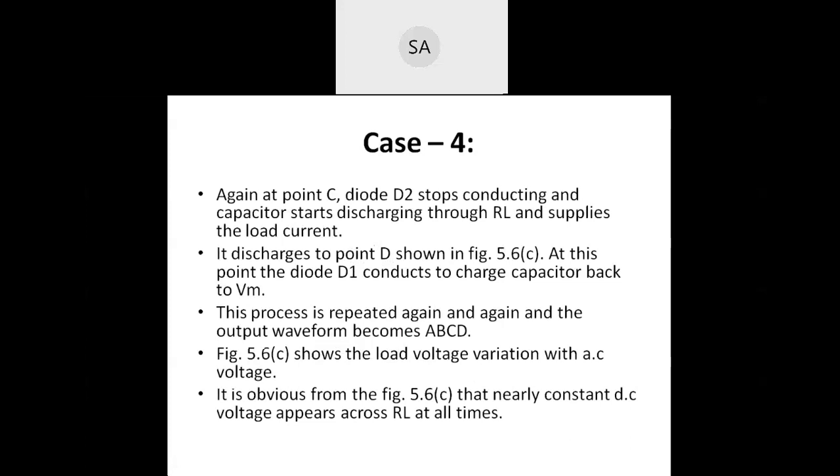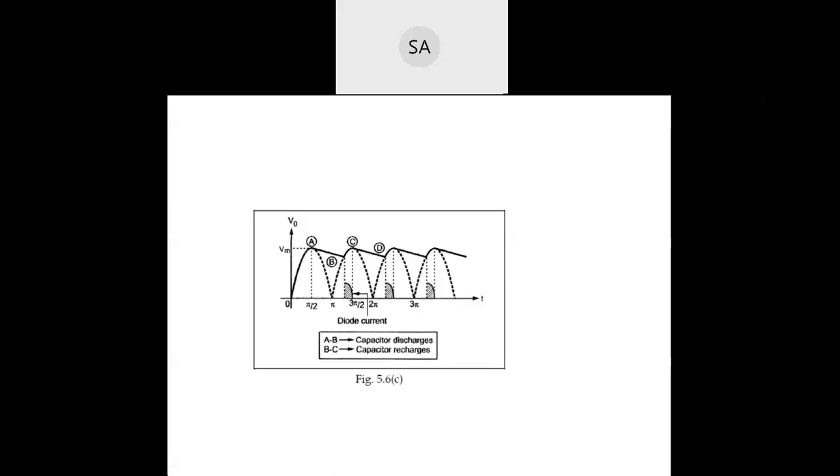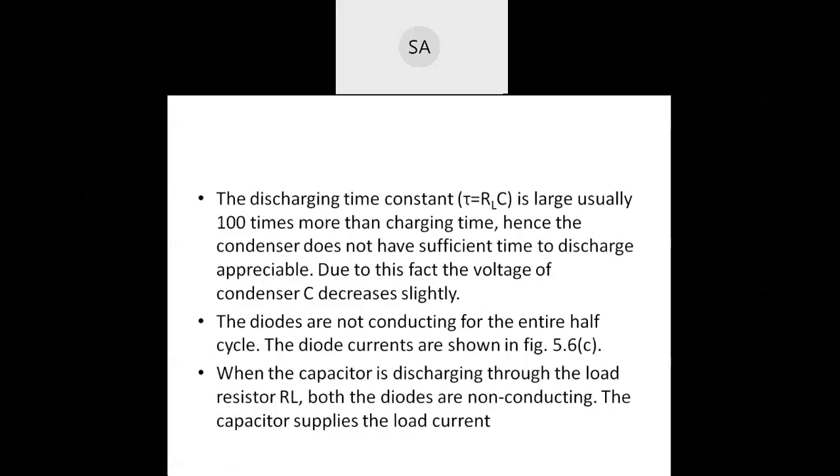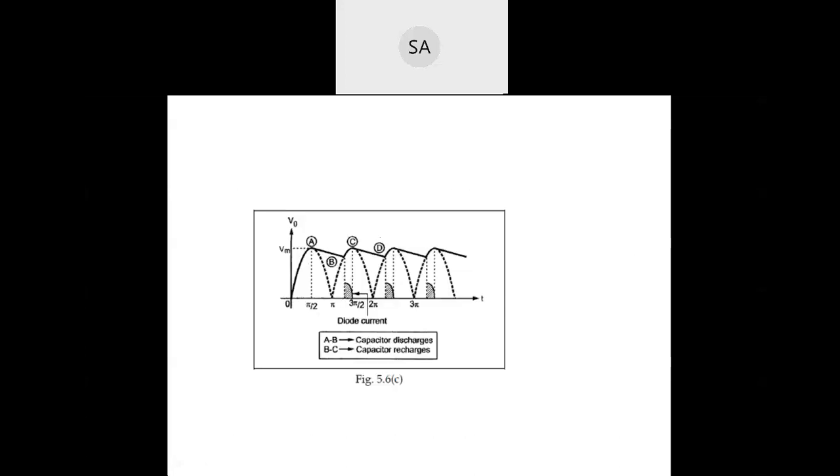Figure 5.6 shows the load voltage variation with AC voltage. It is obvious from figure 5.6 that a nearly constant DC voltage appears across RL at all times. From the figure, we observe that it is almost nearer to the DC value compared to these ripples. So most of the time the ripples are reduced. The discharging time constant tau equal to RL into C is large, usually 100 times more than the charging time.